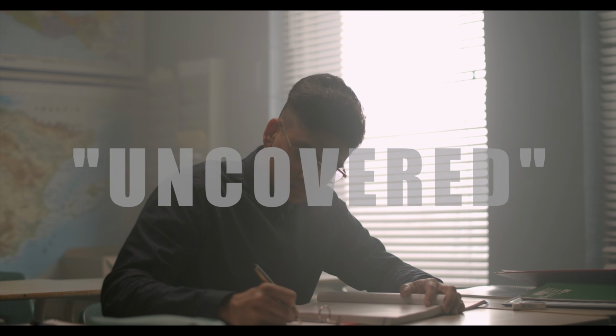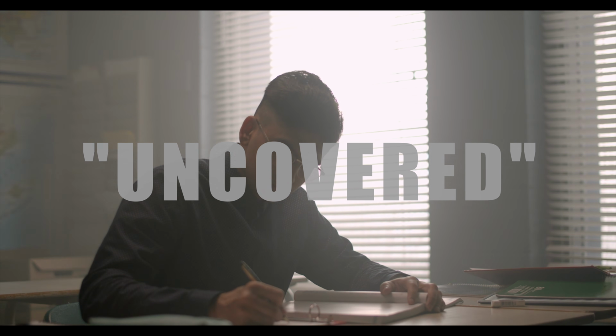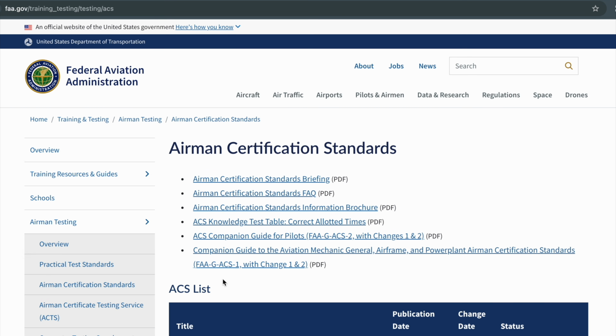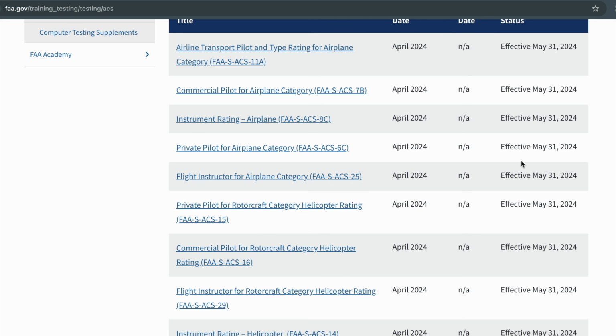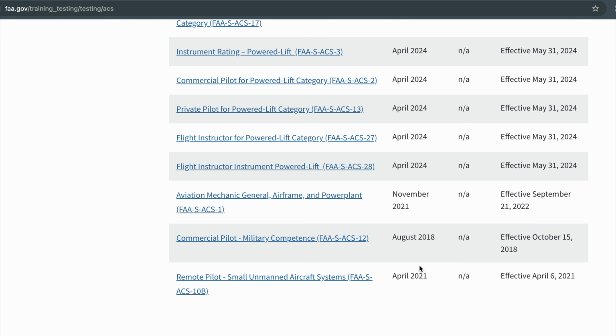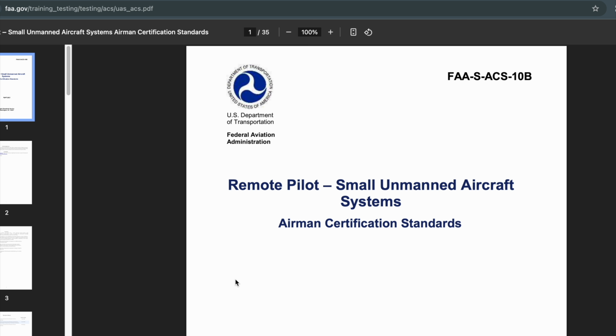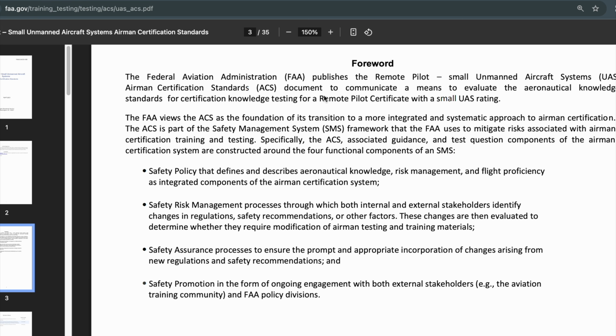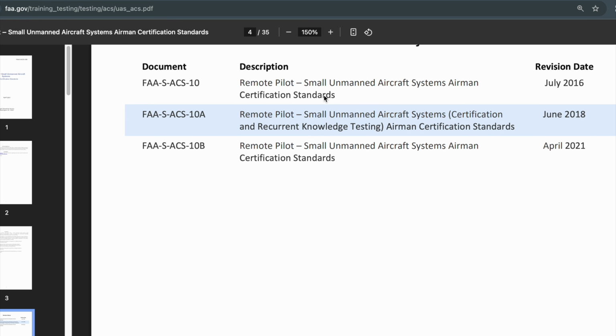So I'm going to uncover the ACS or Airman Certification Standard codes. So when it's time for you to actually take the Part 107 exam again, or you need to take your recurrent exam, you'll be able to receive a much higher score because you will now be aware of the areas that you're deficient in, and also you'll know what questions you answered incorrectly on the exam. So this is the Remote Pilot Small Unmanned Aircraft Systems Airman Certification Standards. I put the link in the description for you for your convenience.